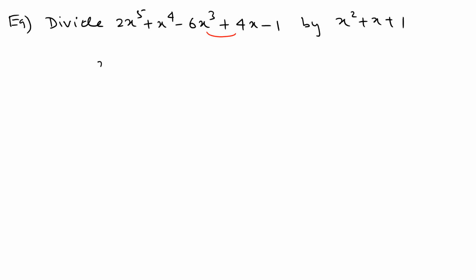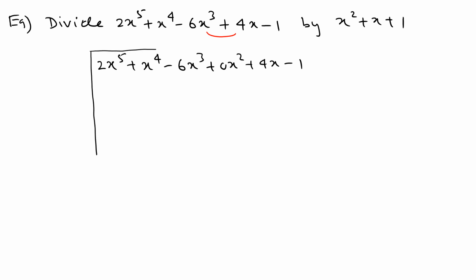So let's write it. So it is 2x to the 5th plus x to the 4th minus 6x cubed plus 0x squared. It's very important. Plus 4x minus 1. And then we write the tabula here. You're going to divide by x squared plus x plus 1. Again, compare only the leading terms. So you can see 2x cubed is missing.